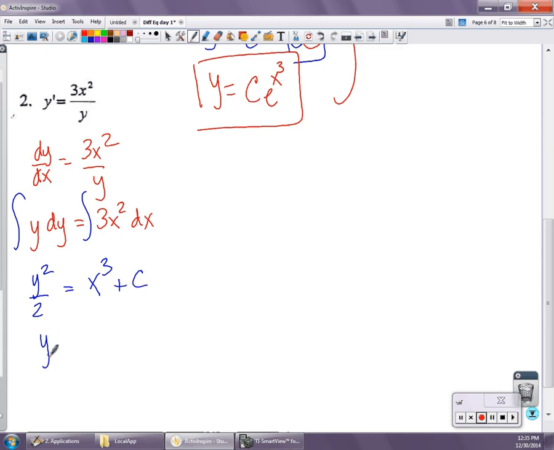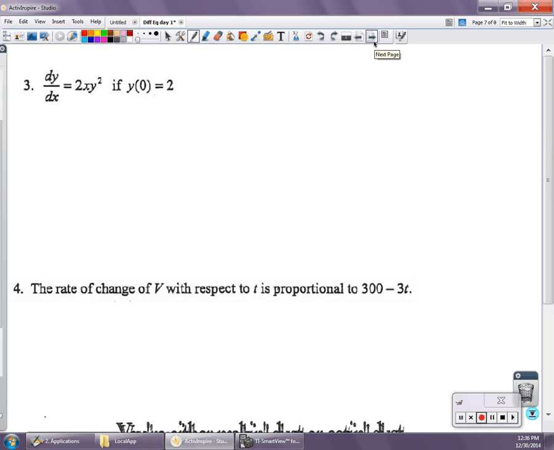Solving for y, I get y squared is equal to 2x cubed plus c. Again, I know that drives students batty because 2 times a constant is a constant. Students want to write 2c and they get all freaked out by that. But again, a constant times a constant is a constant. So y squared equals 2x cubed plus c, and y is equal to plus or minus square root of 2x cubed plus c. That is my original function. And now we have one with an initial condition.